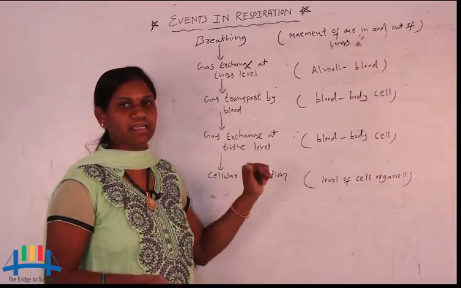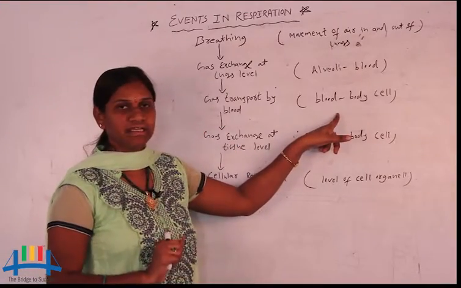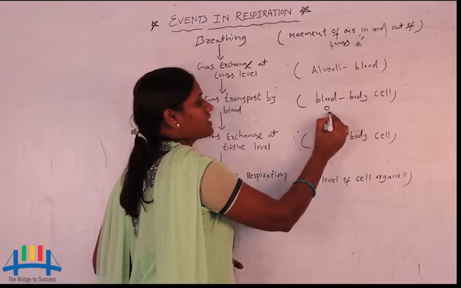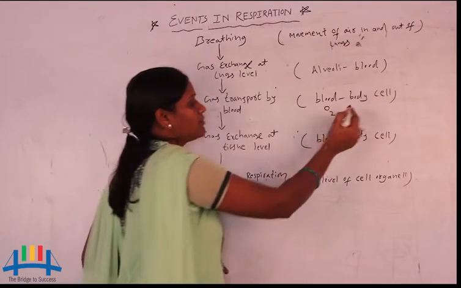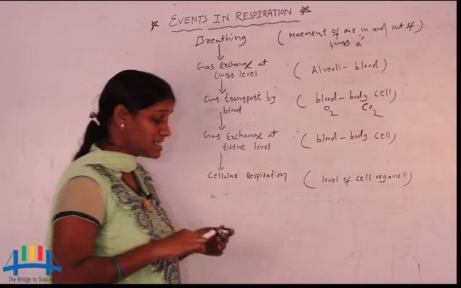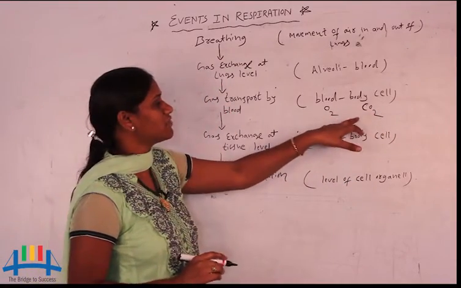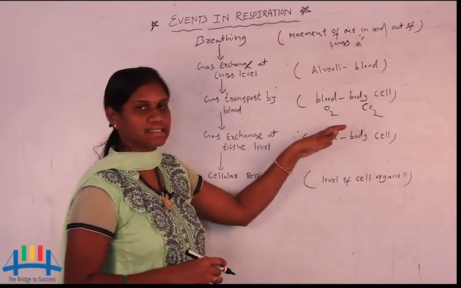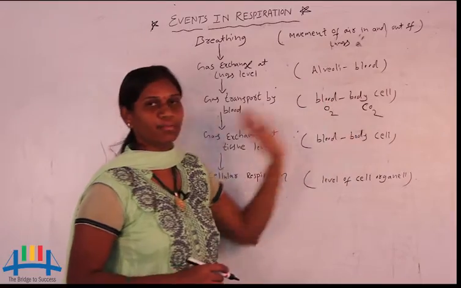Again, they also exchange the gases. Here commonly there are two gases. The blood contains more oxygen, while the body cells contain more CO2. Why? Because respiration occurs in the body cells, so CO2 is more present in the cell. The blood is carrying a maximum of these two gases, which always reach the body cells.